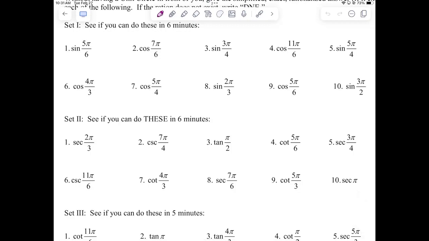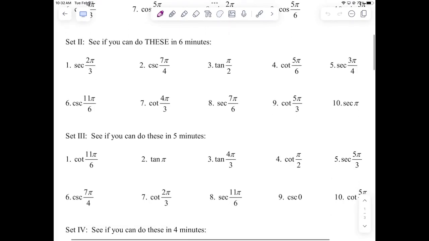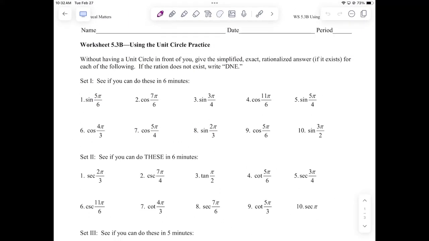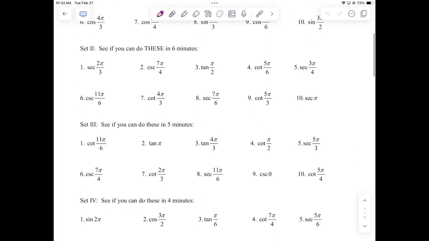On Friday, you're going to have 10 minutes, but now you're going to have all 6 trig functions, all 6 of them. And then every day after that, you're going to have all 6 trig functions, and the time gets shorter. 8 minutes, 6 minutes, 5 minutes, 4 minutes, 3 minutes. Now, you don't have to follow the guidelines of these. This says doing 6 minutes. I just put that there to overtrain you, okay?